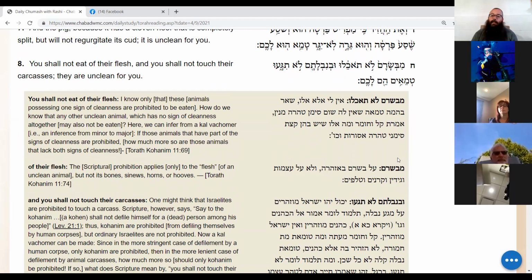Now, Rashi tells us, what do we learn from the fact that you can't eat their meat? If there's a part of the animal that's not really edible and for some reason you're eating it, it's okay. If you want to eat its hoof, if you want to eat different parts of the animal that are hard and so on, and you eat them, it's not a violation of this Torah law. You're not allowed to eat it.